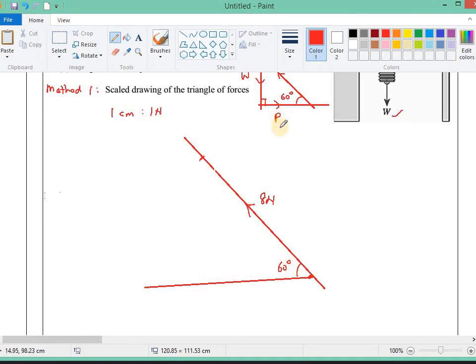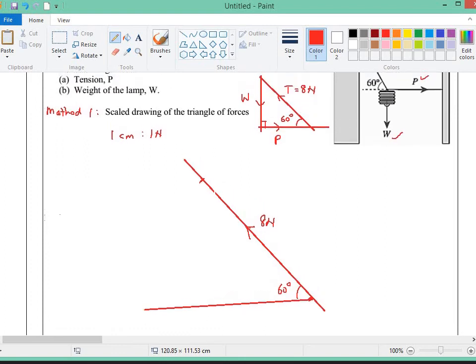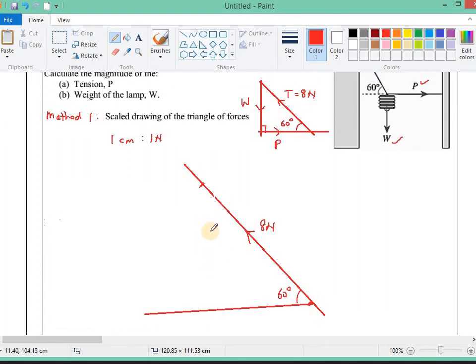But for this P, we don't know what the length is right now, so you just draw a line that is a bit longer. And after that you use the protractor to measure 90 degrees. You see this one is 90, this one is 60, so this side must be 30. So here you measure 30 degrees and you draw a line down.